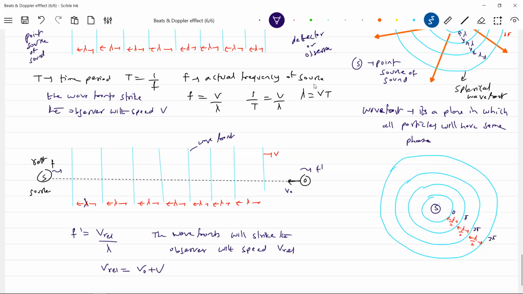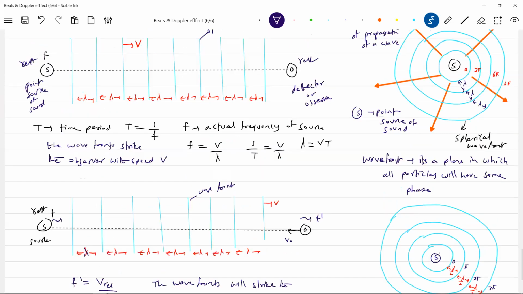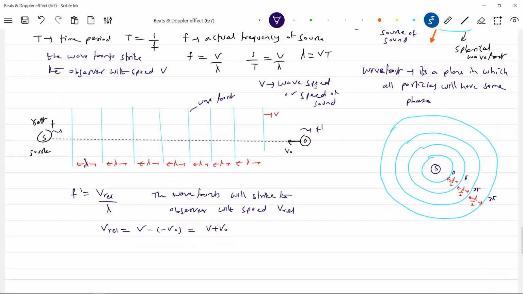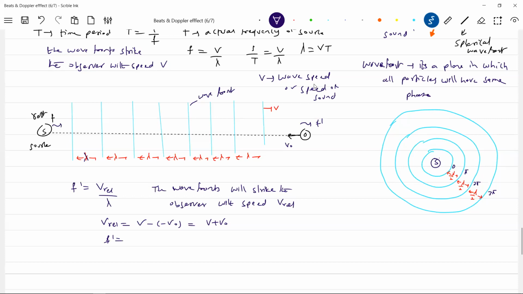Shall we write v naught plus v or v plus v naught? Why is it v minus of minus v naught, no? Because the observer is moving towards the left and the wave is moving towards the right. V means wave speed, or speed of sound. So what is f dash? F dash is equal to v plus v naught by lambda. What is lambda? Lambda is vT. What is 1 by T? It is equal to f.